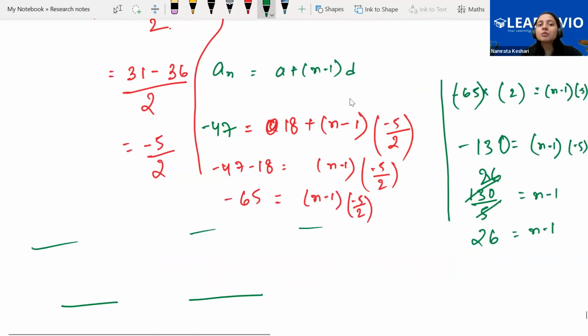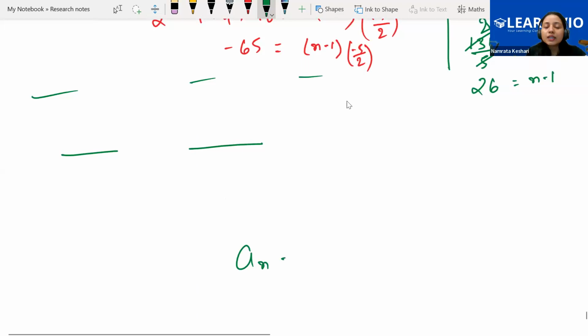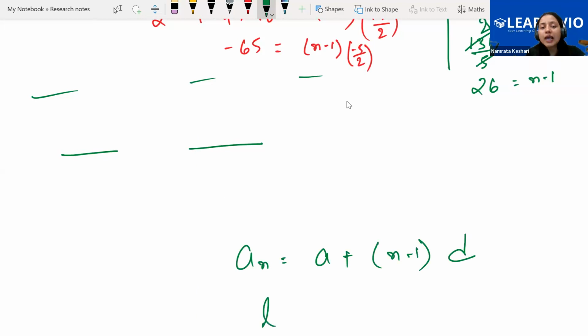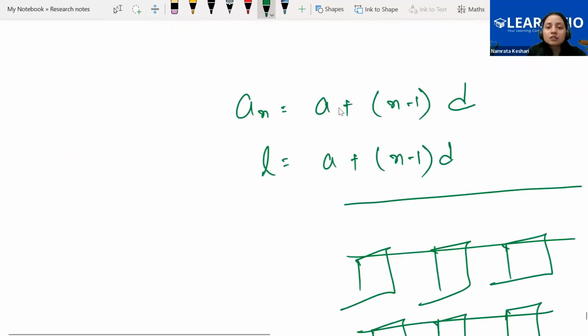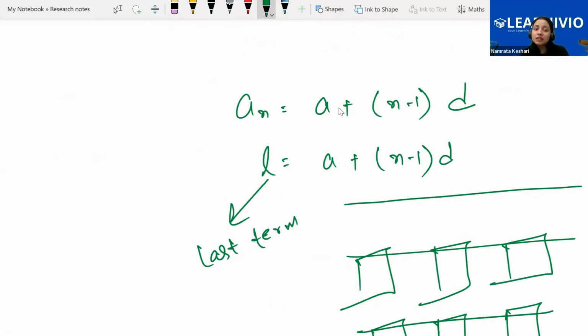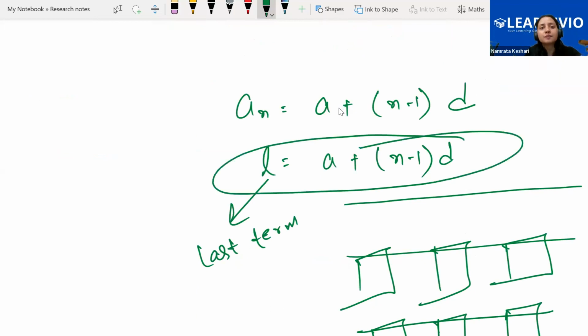The same formula, an is equal to a plus (n minus 1) into d. We can also write the same formula as L is equal to a plus (n minus 1) into d, where L is the last term. So with the same formula, you can take the last term and find the total number of terms, the way we did over here. This is just another version of the same formula. In your book, this formula is also mentioned. You can write this formula in this way.